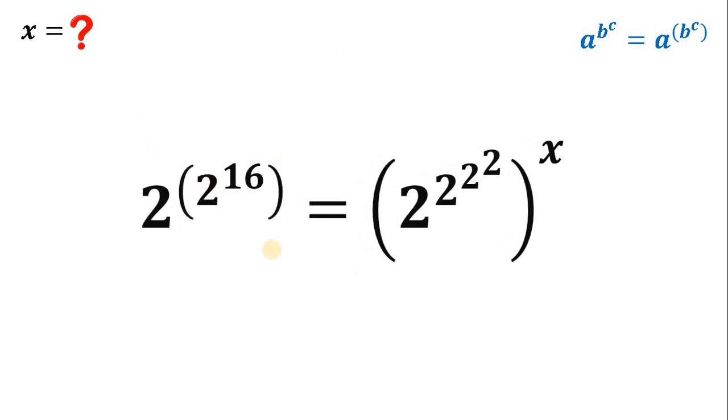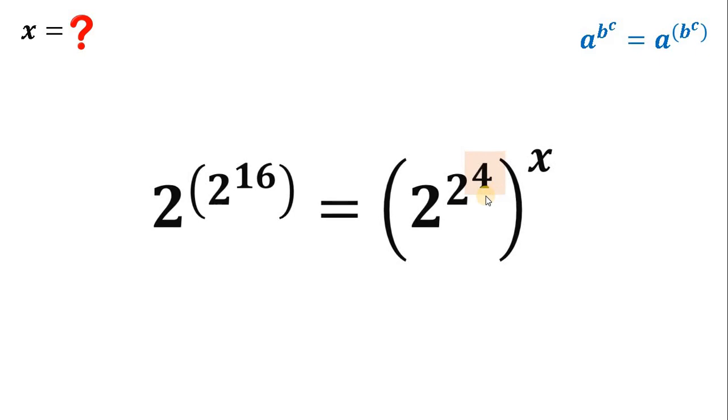Now at this point, let's focus on the right-hand side of this equation. Again, we will do the exponent from top down to bottom. So let's have this 2 raised to 2. 2 raised to 2 is just 4. And now let's have 2 raised to the 4th power, and we know 2 raised to the 4th power is just 16.